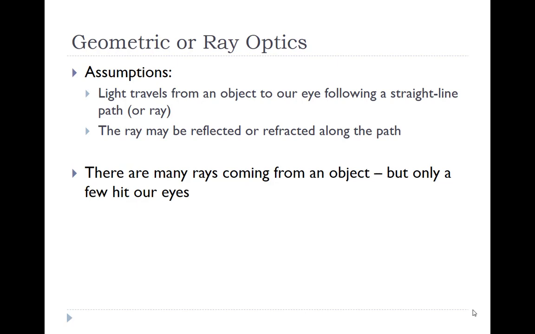An important piece is there are many rays coming from an object, but only a few hit our eyes. If all the rays coming from, say, a plant only hit my eyes, then I would be the only person who could see that plant. They reflect in all sorts of directions, and only some of them come to enter my eyes where I can see them.